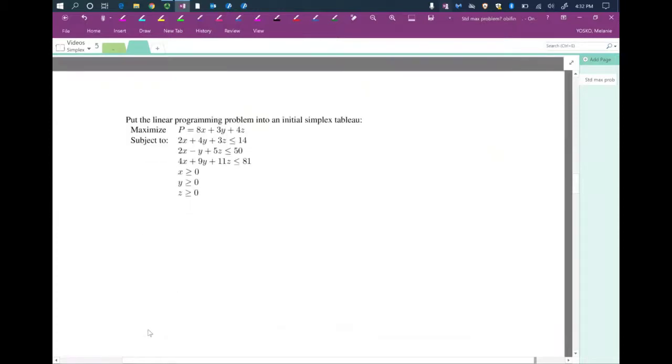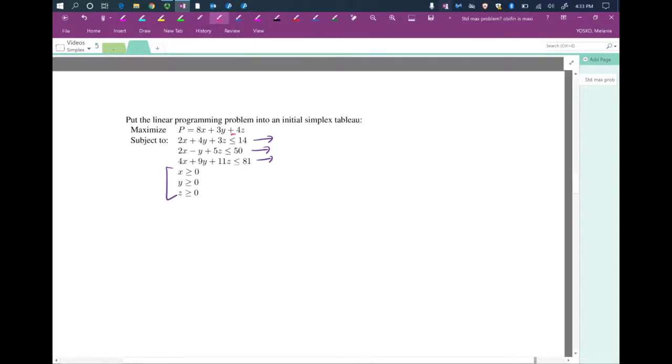Same directions. Put this into an initial simplex tableau. So we're going to introduce a slack variable for every constraint other than these guys. Let's make sure it's a standard maximization problem. Is the objective function maximized? Yep. Are the variables non-negative? Yep. For the constraints that we're actually going to use, do we have an expression with variables less than or equal to a non-negative number? Yep. Okay, so each one of these constraints gets a slack variable.